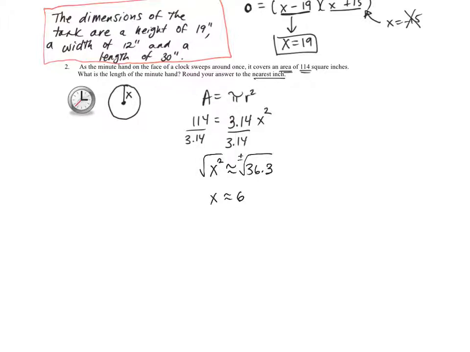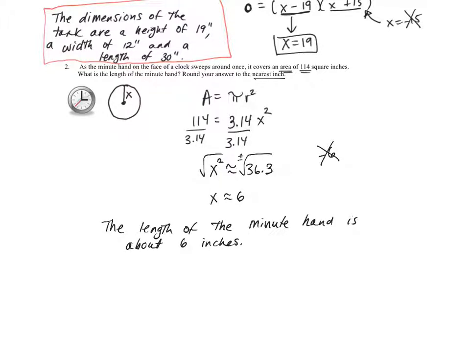So the minute hand is about 6 inches, and that -6 just doesn't make sense for the length of a minute hand, so that one we won't include. And we'll write that out as a complete sentence. And we're done. Okay, in this one we have a sign that's a combined figure.